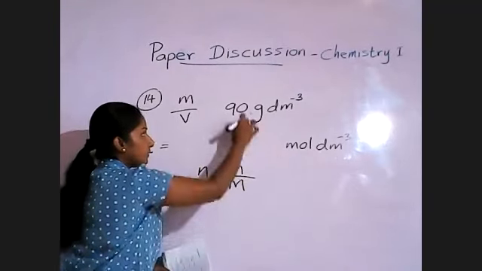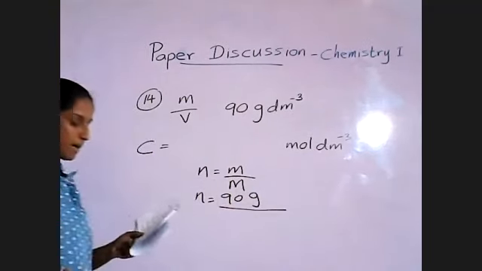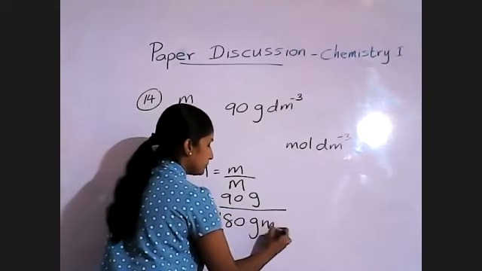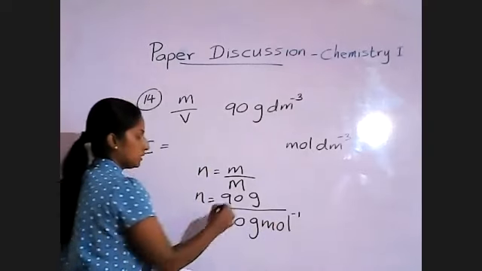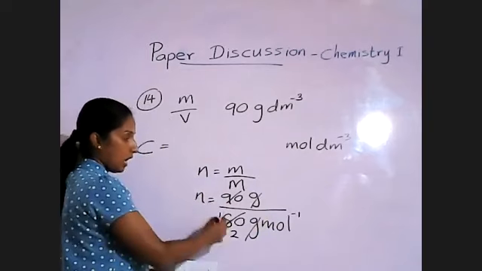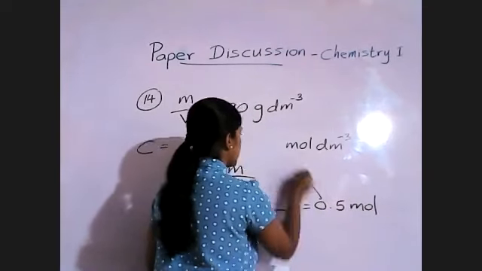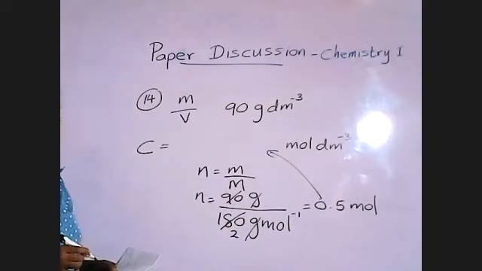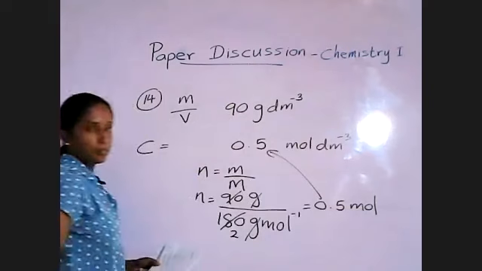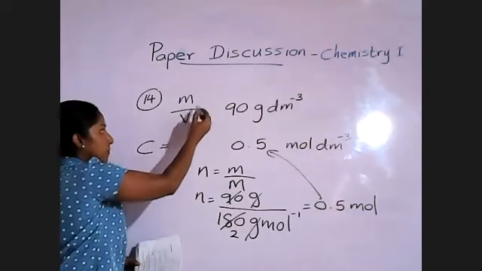The mass is given, that is 90 grams, and the molecular mass is given, that is 180 grams per mole. 90 over 180 is half, which means just 0.5 mole. Then directly we can write it here. The answer is 0.5 moles per cubic decimeter. You have to remember this one.